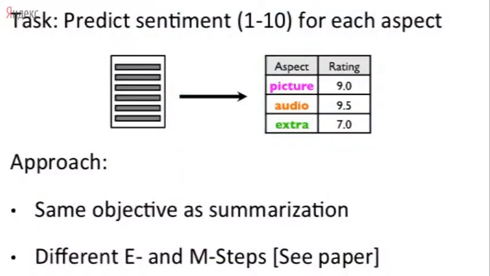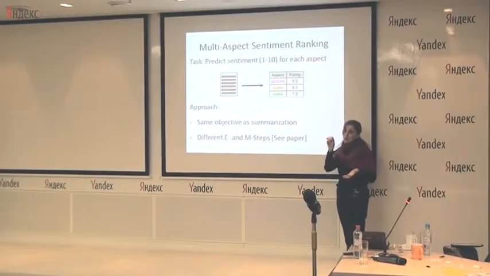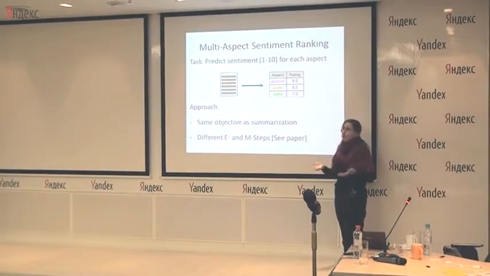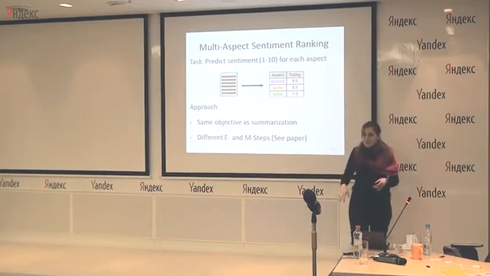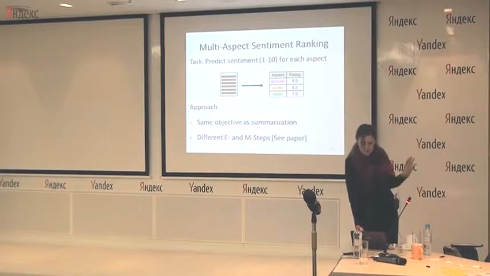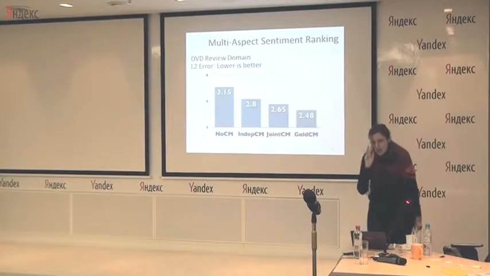Another task that people in the NLP community love dearly is the task of multi-aspect sentiment ranking. So you're given the review and you want to predict how many stars go to this review. In this case, we use a data set which has sentiment annotated from 1 to 10. So that's what you're trying to build. It's a slightly different EM optimization. You can see details in the paper, but the spirit is exactly the same.